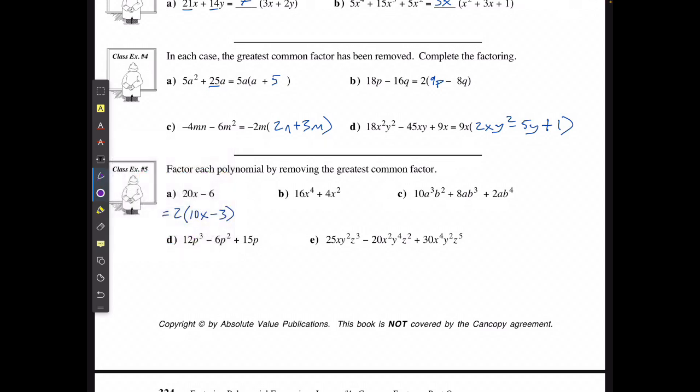For example B, if I have 16x to the 4 and 4x squared, well, 16 and 4 have a common factor of 4. X to the 4 and x squared have a common factor of x squared. So if I divide 16 by 4 in the first one, it leaves me with 4. And if I divide x to the 4 by x squared, I'm left with an x squared. And 4x squared divided by 4x squared is just positive 1.